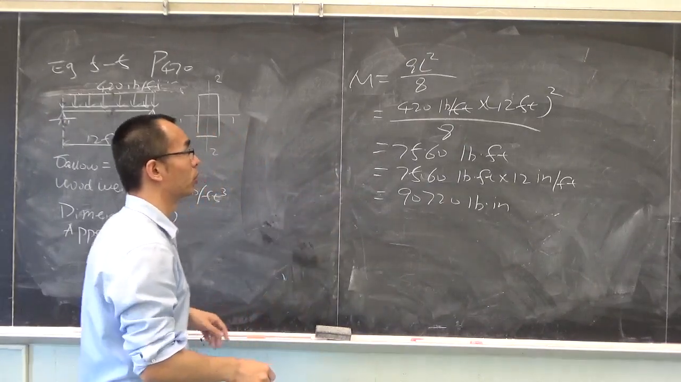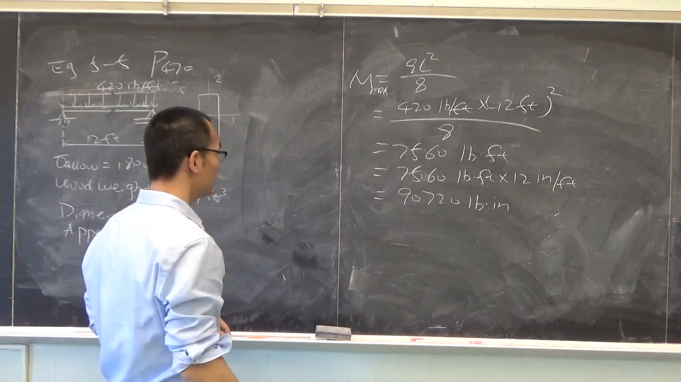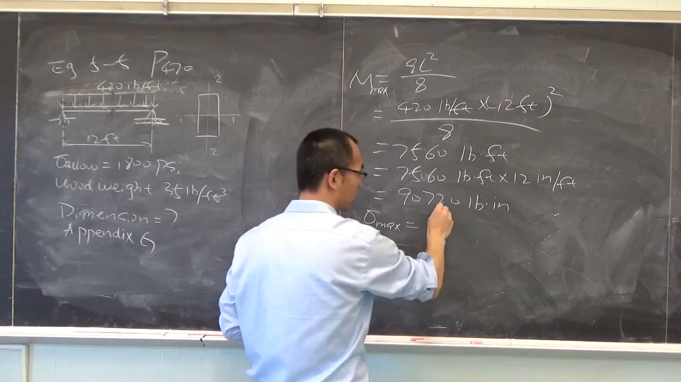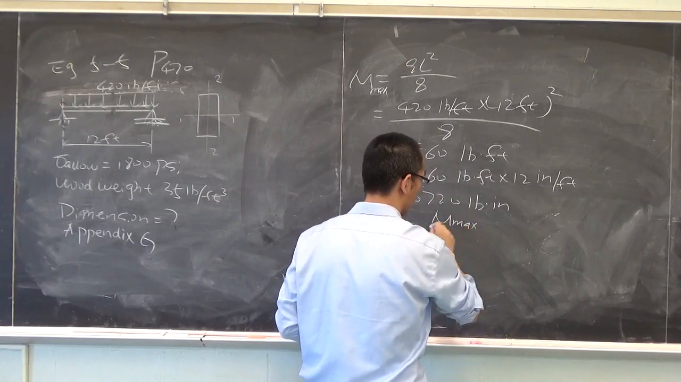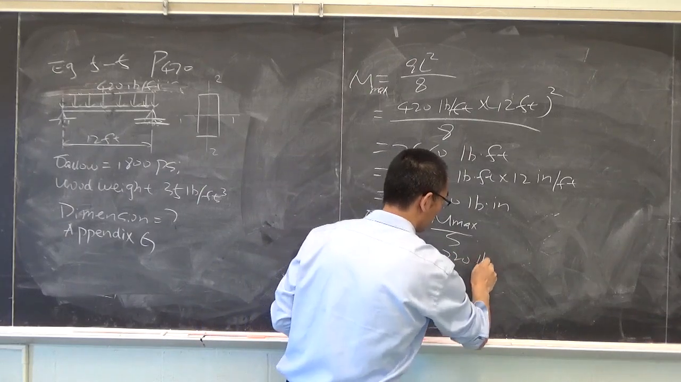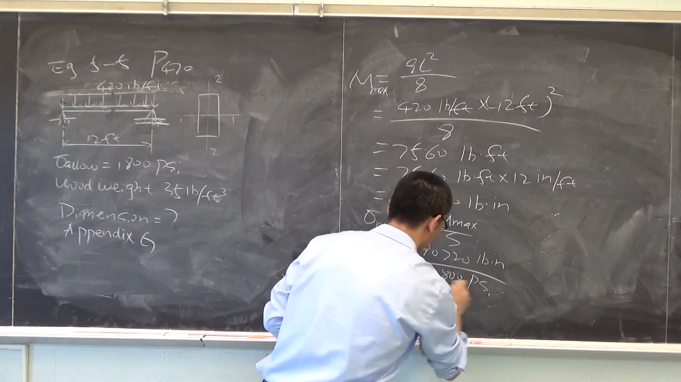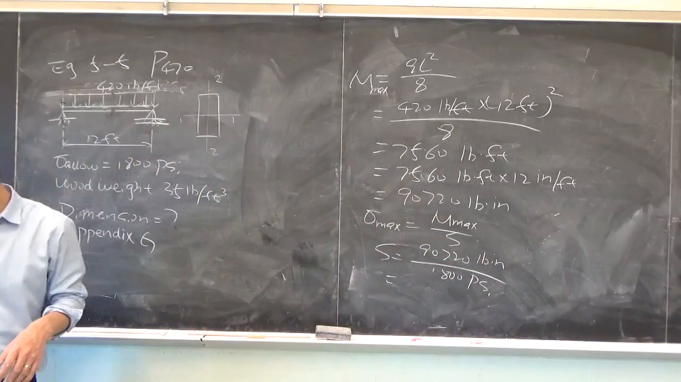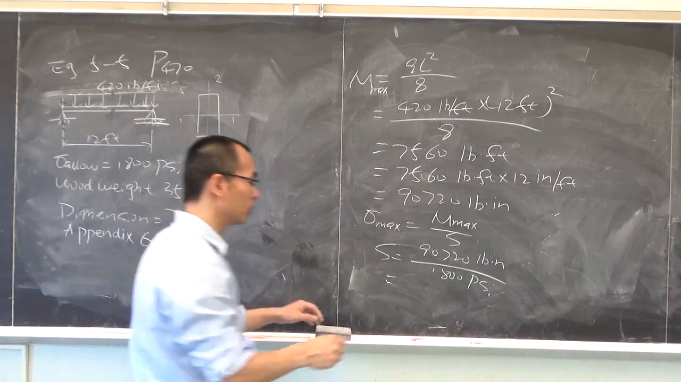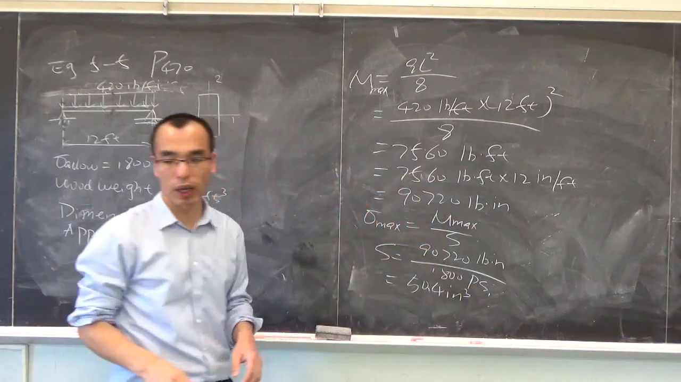Now we have the maximum bending moment, right? Okay, we know the normal stress is equal to maximum bending moment divided by section modulus, right? So the section modulus will be 90720 divided by 1800. So this one will be 50.4. Okay, we got this section modulus.